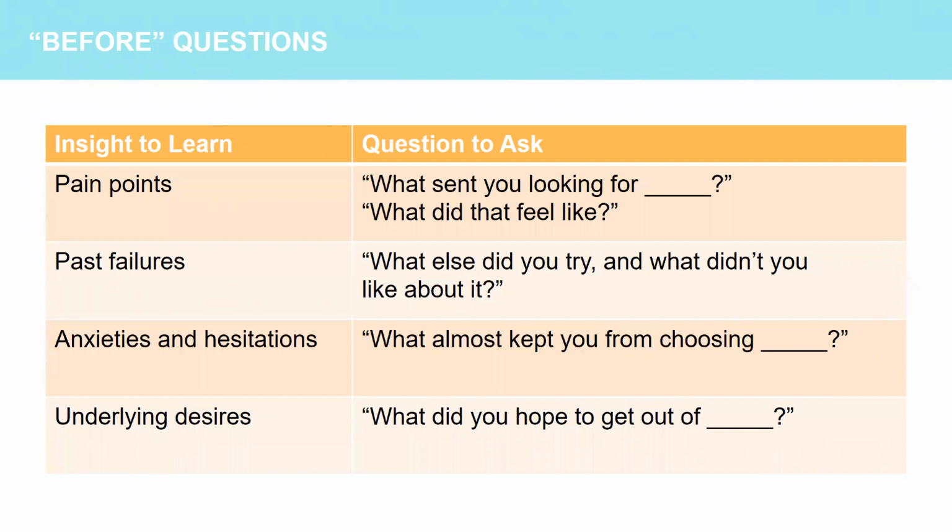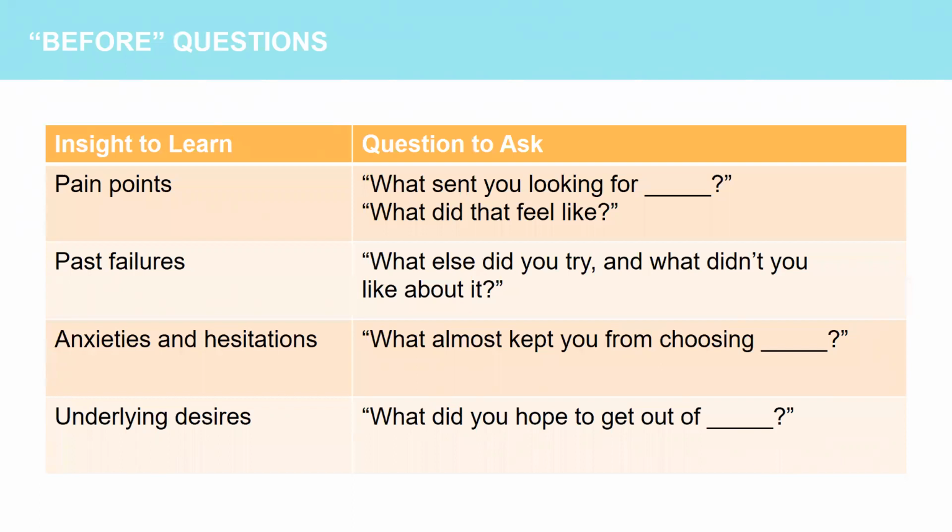If we want to learn about their anxieties and hesitations, then we'll ask them questions like, what almost kept you from choosing us? Or what's holding you back from making a decision today? So we want to be able to attack those in the copy. We want to immediately allay those anxieties, overcome those hesitations right on the page. And we want to do that by anticipating what a lead is thinking as they go through and then answering it before they can even ask. And you can only do that by asking them at some point, by having these conversations.